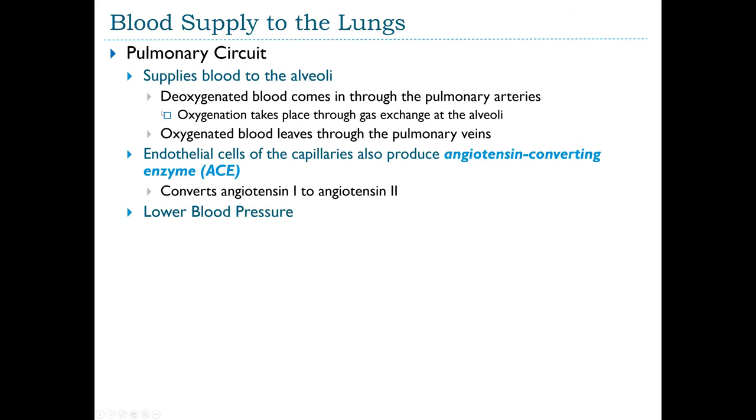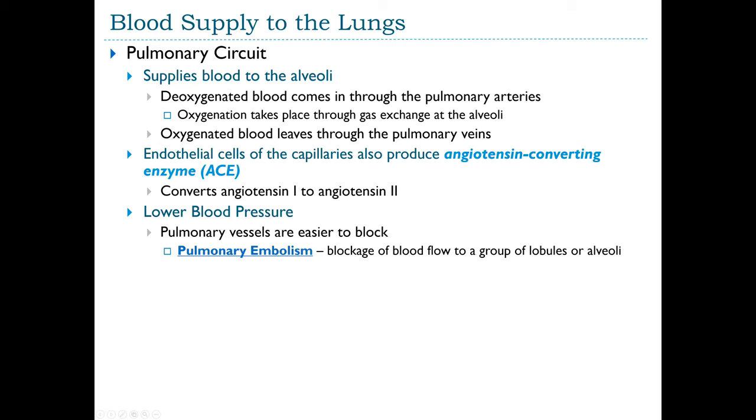The pulmonary circuit has a lower blood pressure in it than the systemic circuit, but since the blood pressure is lower, pulmonary vessels are easier to block with clots. And so a pulmonary embolism is the blockage of blood flow to a group of lobules or alveoli within the lungs. If the blockage is not cleared quickly, it can cause permanent collapse of the affected alveoli.